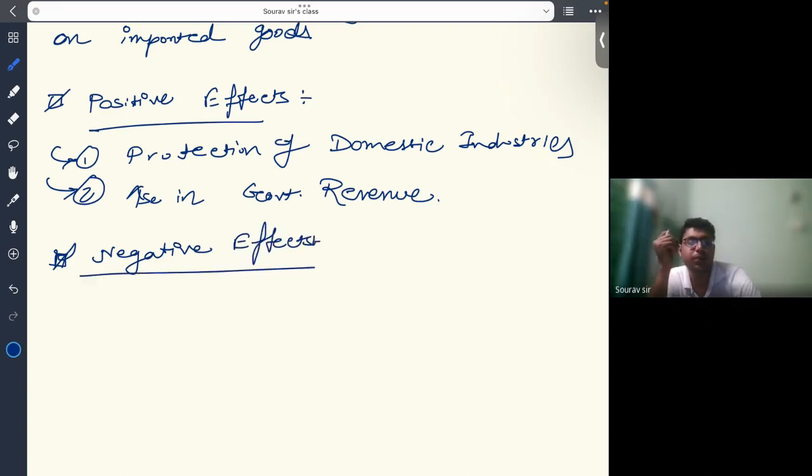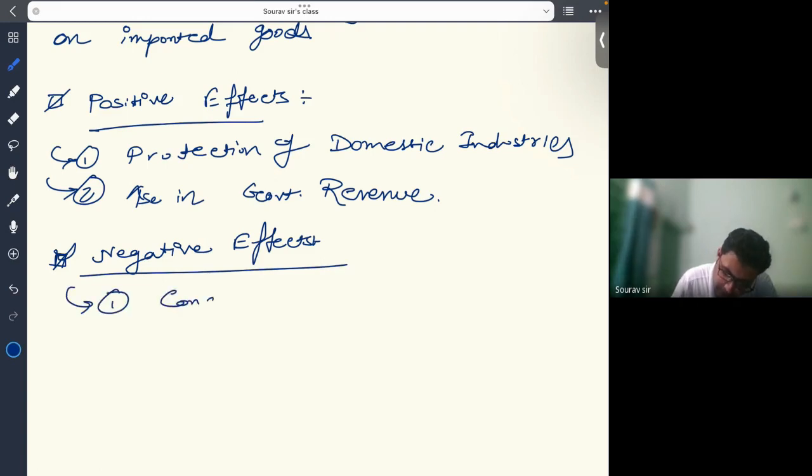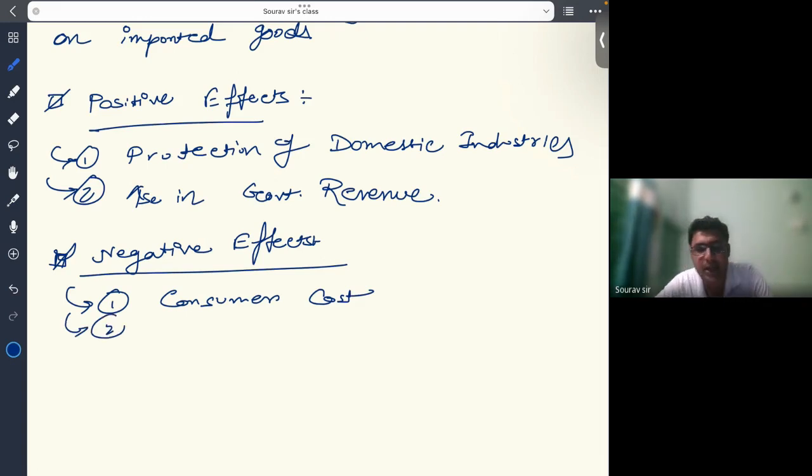Okay, so the first negative effect will be consumer cost. Tariff protection can lead to an increase in the cost of imported goods, obviously, which can be passed on to consumers in the form of higher prices. So eventually the consumer cost rises. Second will be inefficient domestic industries, because tariff protection can lead to domestic industries becoming less efficient as they face less competition, leading to a decline in productivity and innovation. So it makes the industries inefficient.